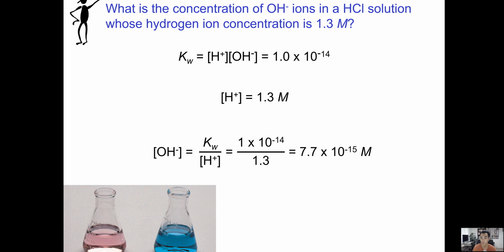Well, what happens is that when you dump this in water, okay, you're going to definitely get these hydroxides coming in. And so the number of hydroxide ions for this specific one is actually very, very small. But nevertheless, it's actually right there. It's actually 7.7 times 10 to the negative 15, which is a very tiny one. This actually makes sense because a 1.3 molar solution of hydrochloric acid is actually a pretty concentrated acid.